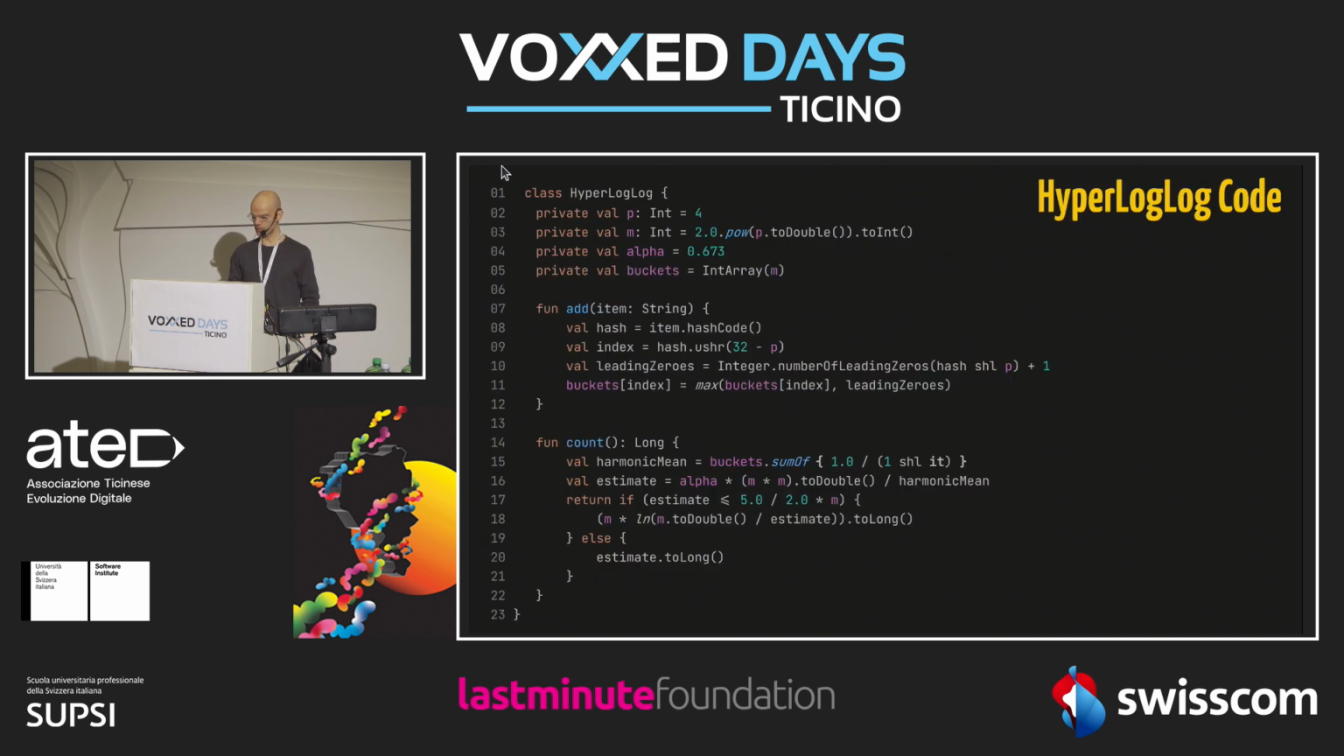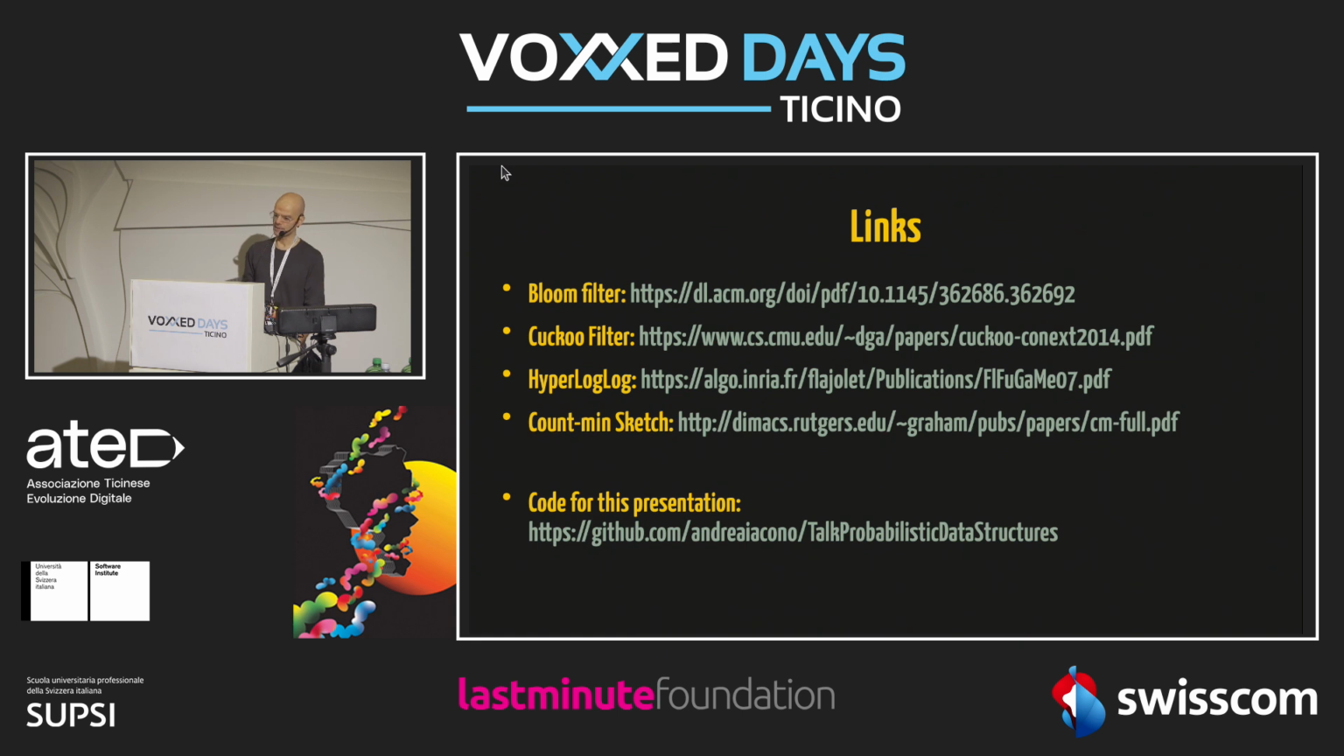And with this one, here is just a simple implementation. Again, you can see it on the GitHub code. And here you can find some links. Actually, these are the links of the original papers that describe the data structures that we saw before. And also there's the link for the GitHub repository that contains the code that you saw.